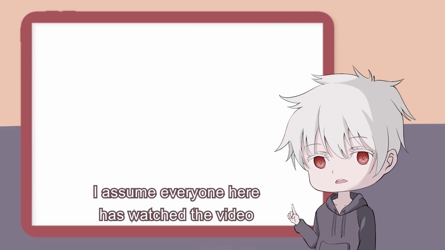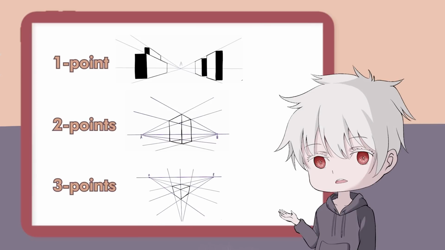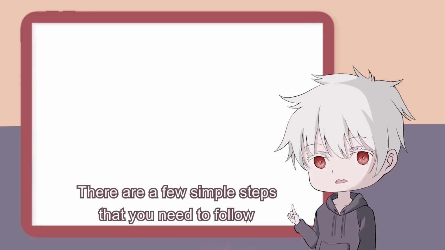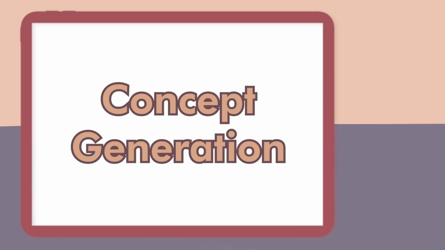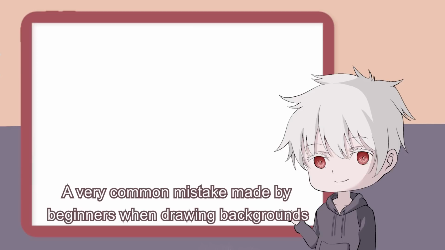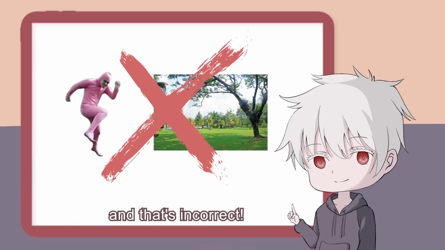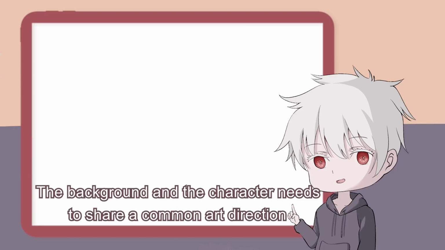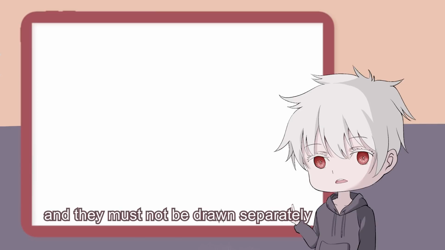Now, I assume everyone here has watched the video and know the basics of 1 point, 2 points and 3 points perspective. There are a few simple steps that you need to follow, and I'll explain them one by one. Let's go. A very common mistake made by beginners when drawing backgrounds is they treat the character and the background as two different objects, and that's incorrect. They are actually intertwined. The background and the character needs to share a common art direction, a common theme if you will, and they must not be drawn separately.